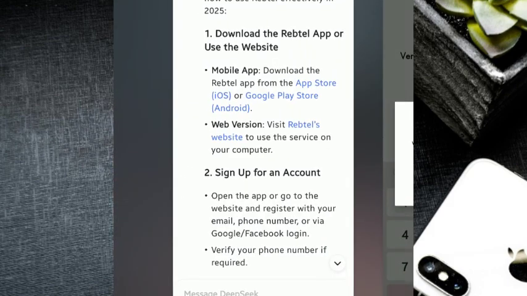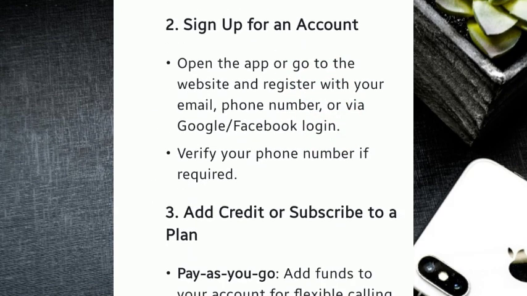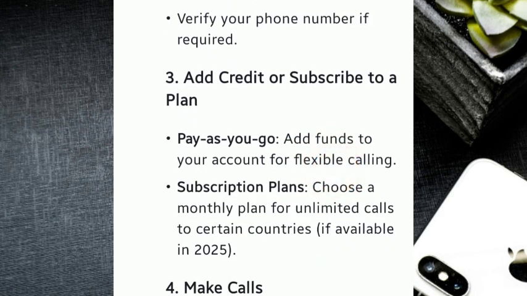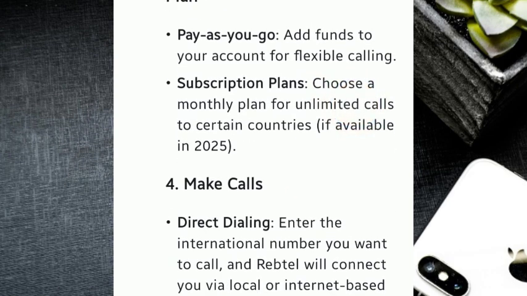But if yours didn't fail, the next thing you're going to do is add credit or subscribe to a plan. Now we have two plans. We have the pay-as-you-go plan and the subscription plan. You can add funds to your account for flexible calling if you're using pay-as-you-go, or you can use a subscription plan by choosing a monthly plan for limited calls to certain countries if it's available.